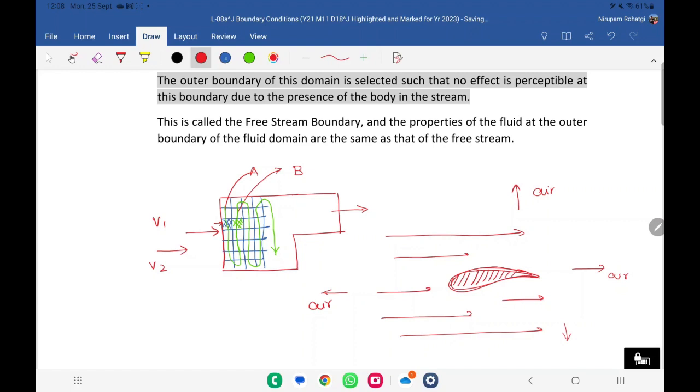So what we do, hypothetically or by our own experience, we create a zone about here. There is nothing like this, no boundaries like this, we create. What are those boundaries? They are decided on the basis of experience. How do you decide these boundaries? Is the effect of this body not felt here?